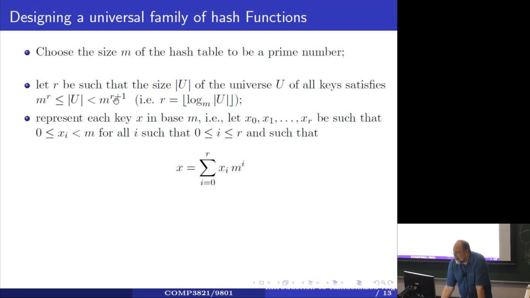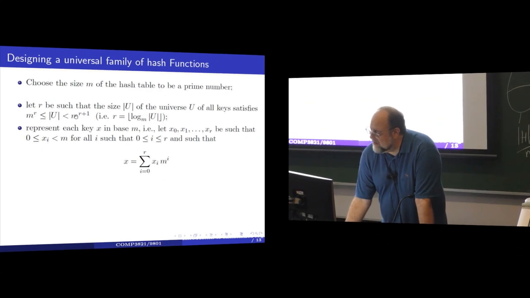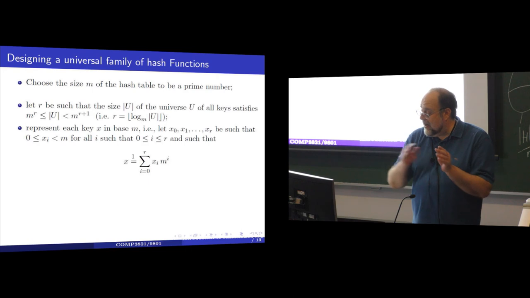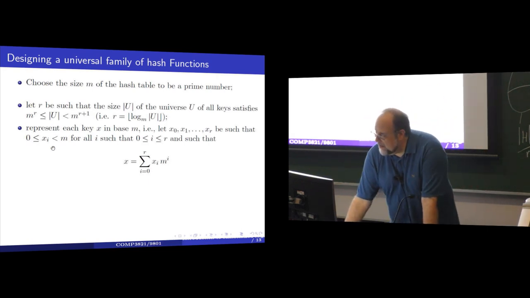you will have at most r plus 1 digits in this space. I could have gone here only up to r minus 1, it doesn't matter. Essentially, what we are saying is that you represent the number in base m. And the idea is that this potentially large number can then be represented this way, in which each digit is smaller than the size of your table, right? So this is a way to represent a large number as a vector of much smaller numbers, right?